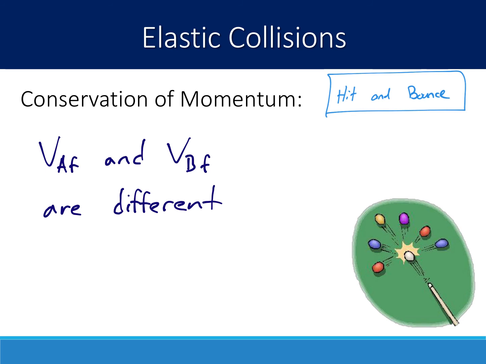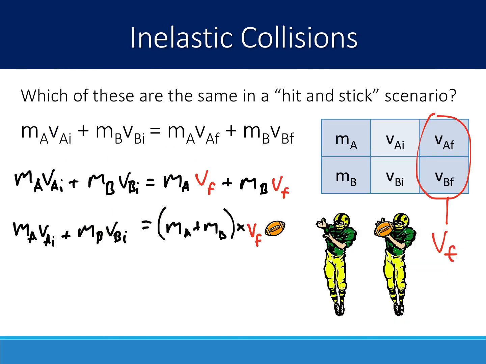Why this becomes so important is when we look at that conservation of momentum in an elastic collision, a hit and bounce scenario, the final velocity for object A and the final velocity for object B are going to be different. You can think about a pool ball hitting the other billiard balls, and they're all going to have different velocities after that collision. On the other side, in an inelastic collision, the hit and stick scenario, the velocity is actually the same.